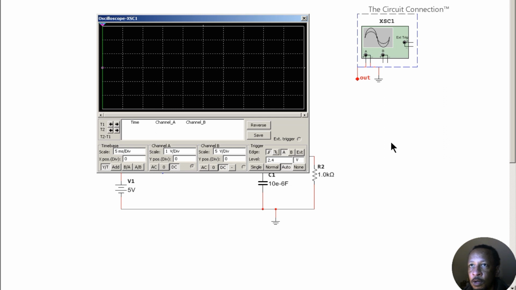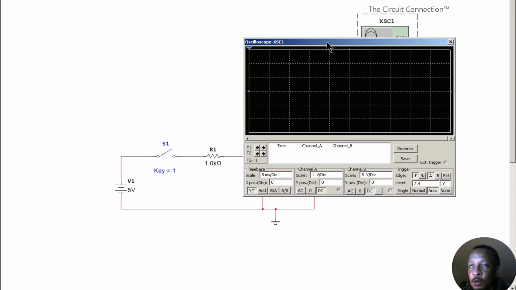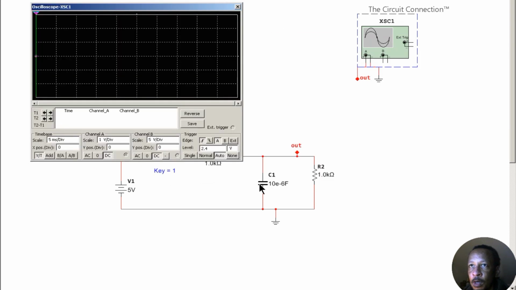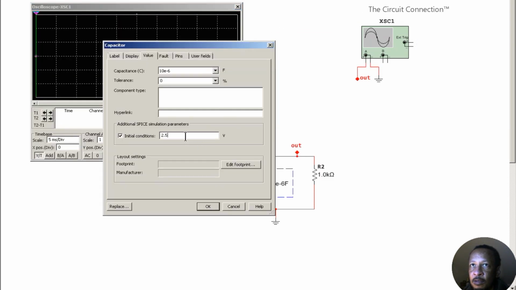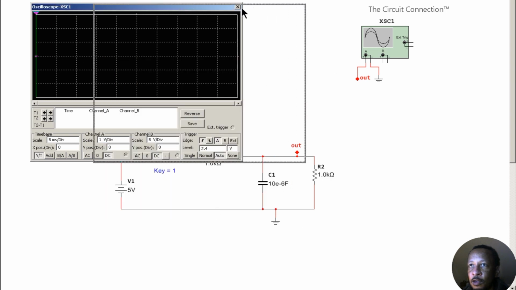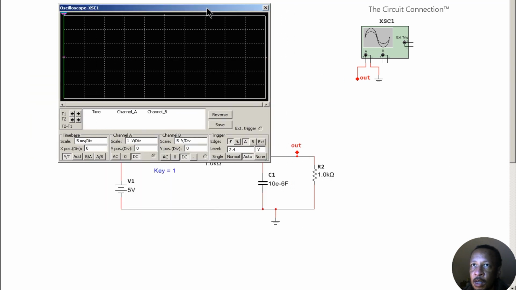So now the next thing you want to do, after your time base and your vertical scaling is set up correctly, is make sure that your trigger is set up correctly. So at first, I'm going to charge the capacitor up, and I want to make sure that I take this initial condition away. Just don't even specify it anymore. Take that initial condition away because this is going to simulate more of a real world sort of action to it.